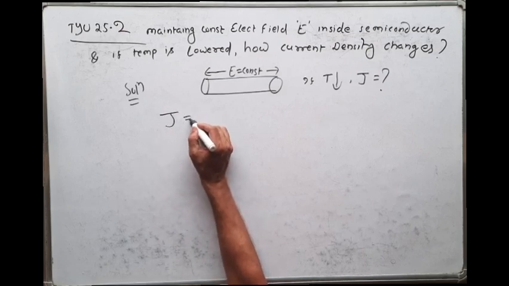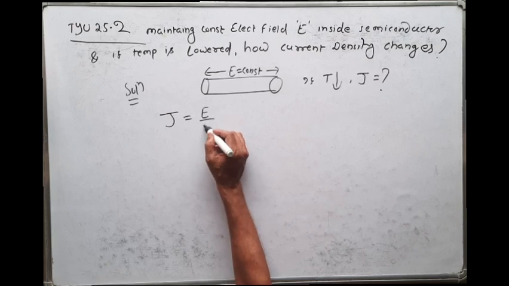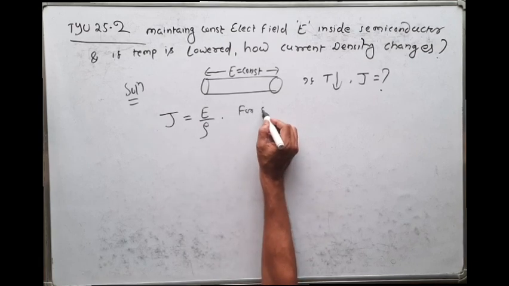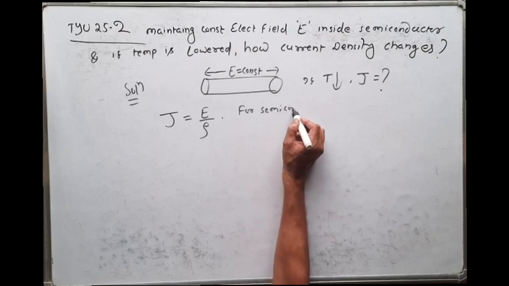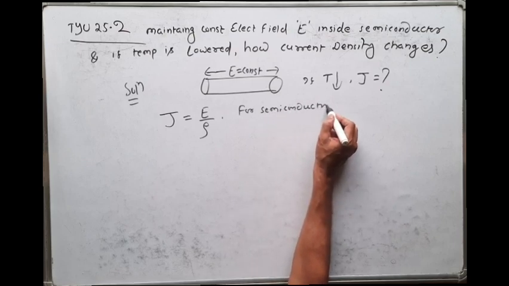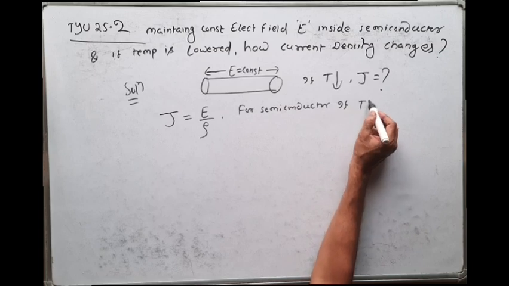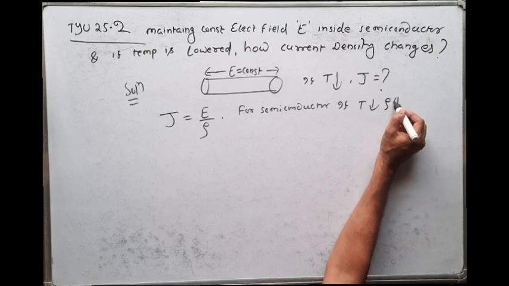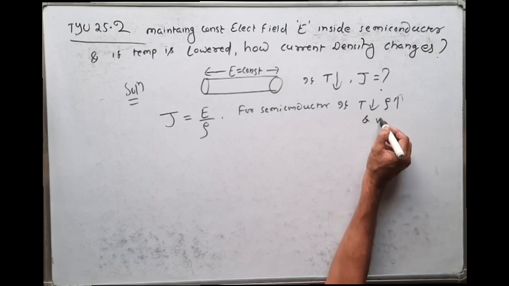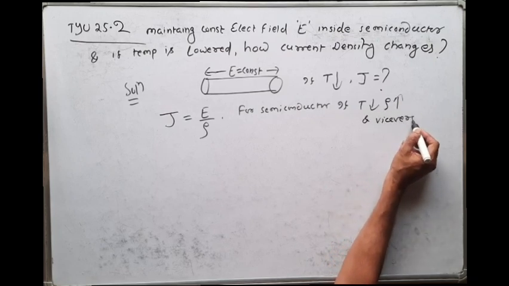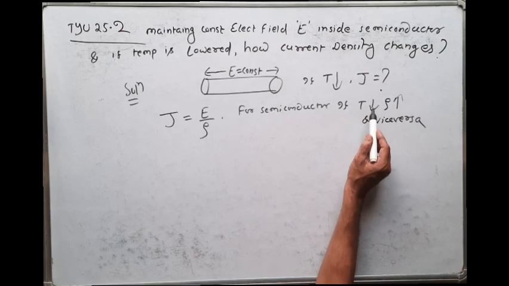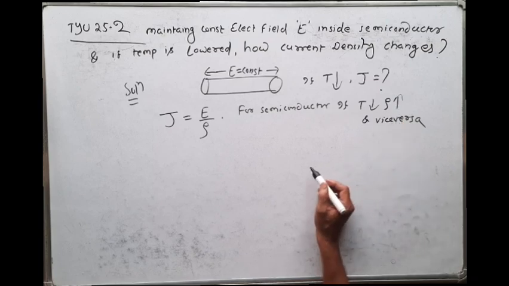So J is equal to E divided by rho. And we know for a semiconductor, it is given, if temperature is lowered, the resistivity will increase, and vice versa. This is for a semiconductor. But for a conductor, if temperature is decreased, rho will also decrease.